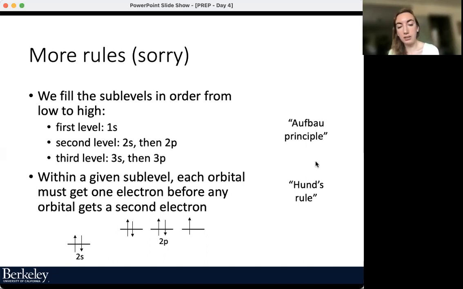So when we have another electron, we fill the next p orbital, and finally we can fill the last p orbital. And now our second level is full, and we would be able to move on to our third level.